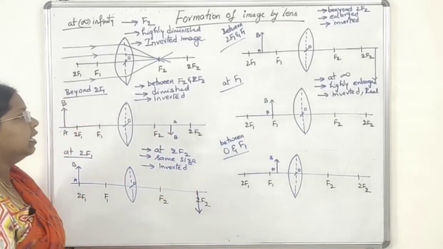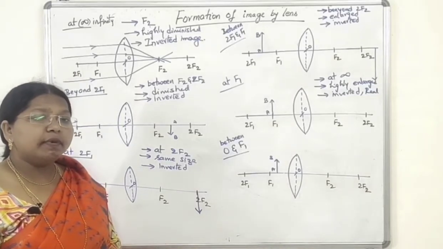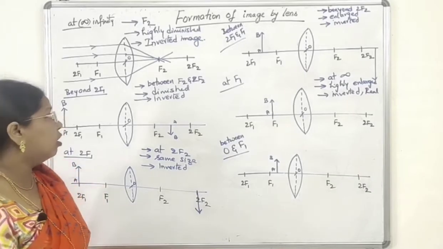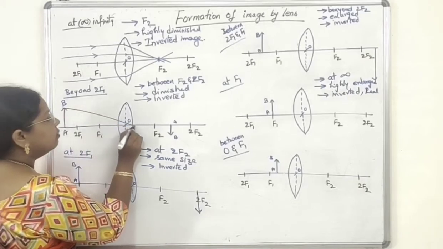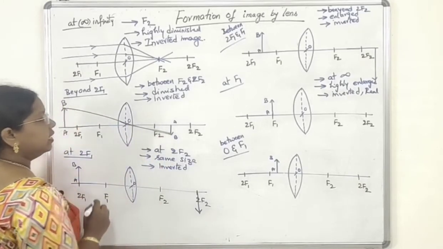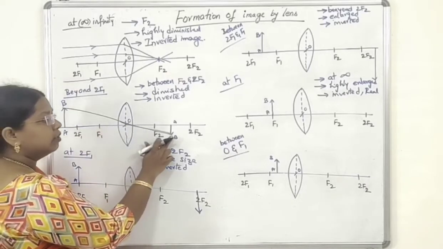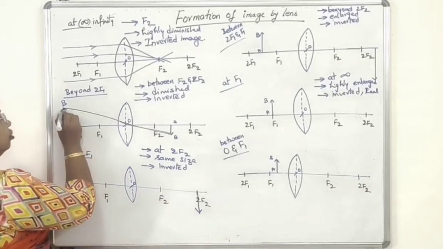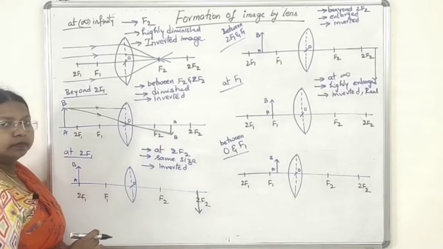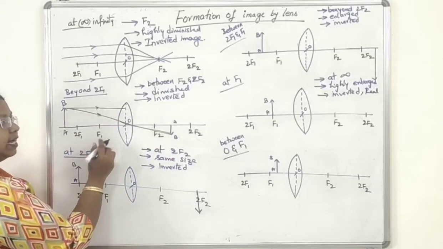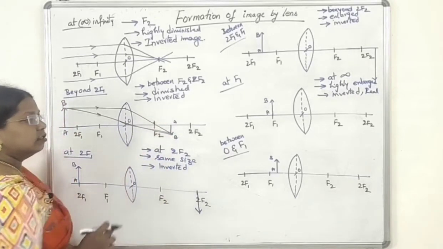Okay, now we will draw the ray diagrams. So we know the positions of the object, positions of the image, size of the image, nature of the image. Now we will draw the ray diagrams. So you see, students, two rays. One should pass from the optical center, from the top of the object, with no deviation. The second ray should be parallel to the principal axis. It passes from F2 and meets at this point.